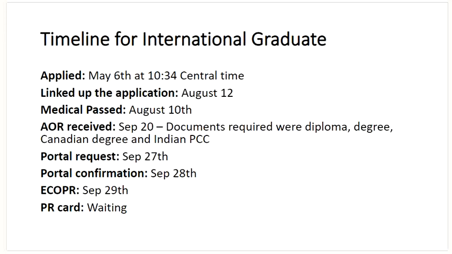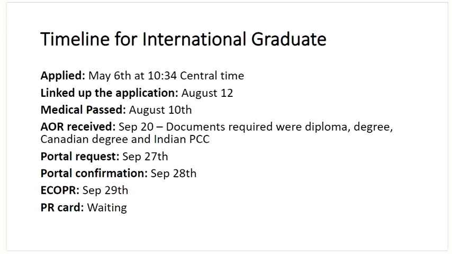This is again a beautiful case where, when the application is linked up, you don't have to get perturbed thinking, I've been able to link up my application and I'm still not able to get the AOR. Each and every visa officer has their own way of dealing with cases. So there is no benchmark that they have to issue you an ADR or AOR immediately after linking up the application. There could be a scenario where you might have to wait a month or maybe two to receive the AOR after linking up the application.